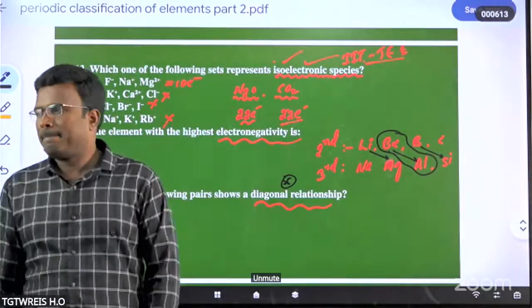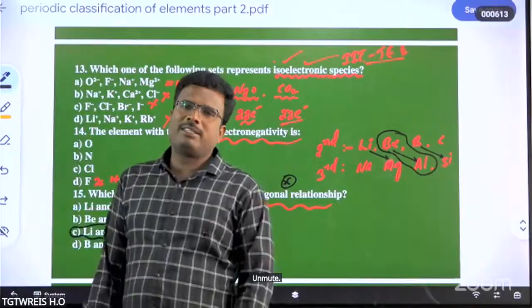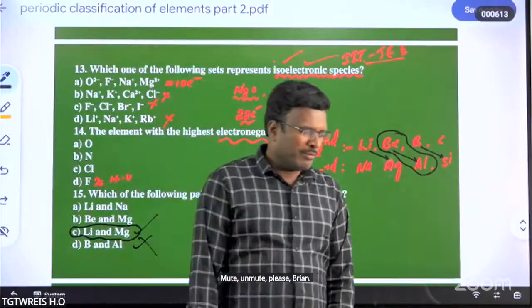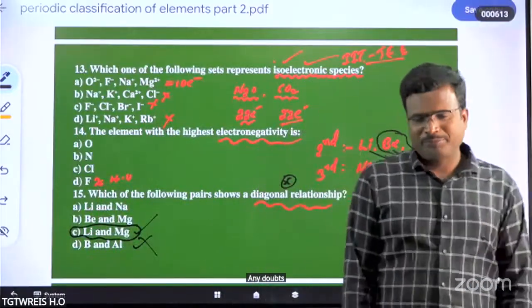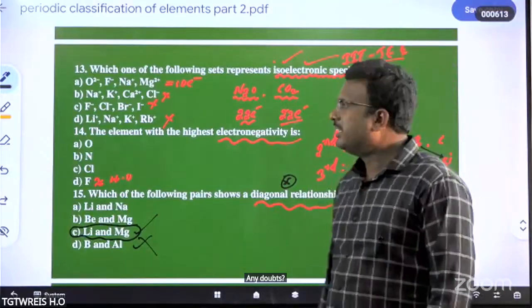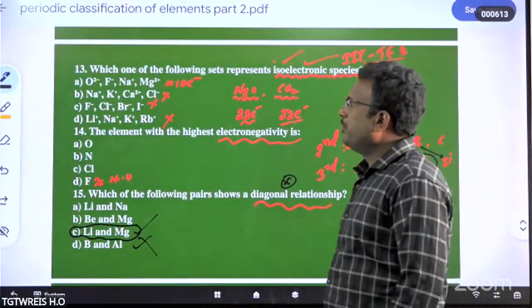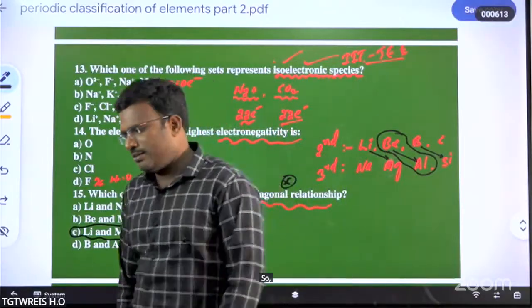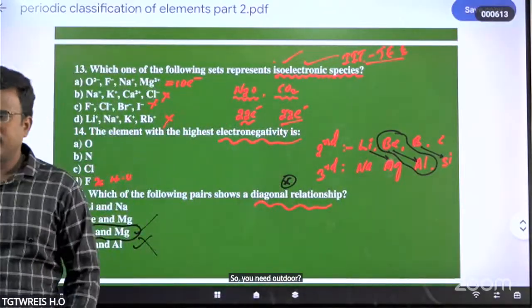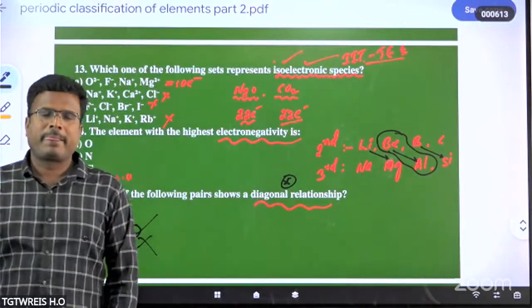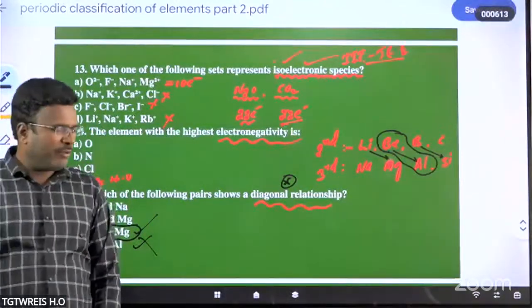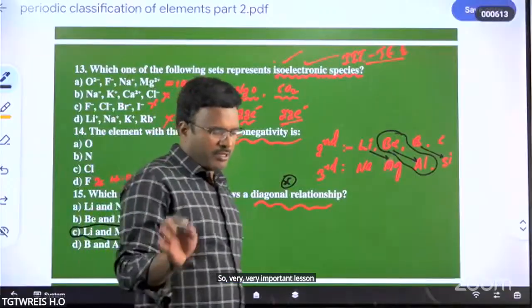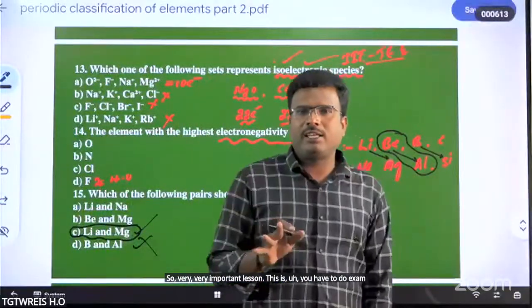Unmute, please. Guria, any doubts? Maybe the total lesson will be completed here. Any doubts? Very, very important lesson. This is for competitive exams, either NEET or IIT.